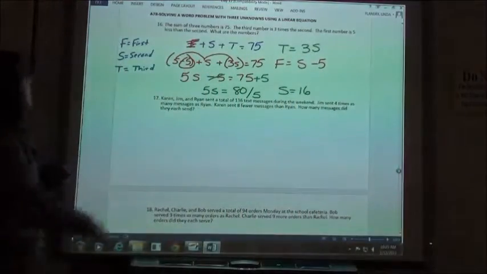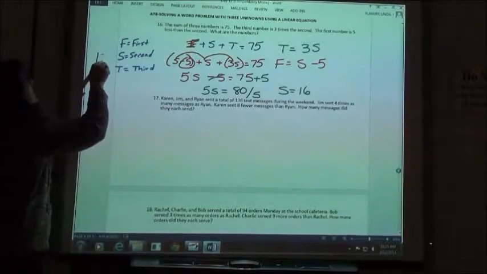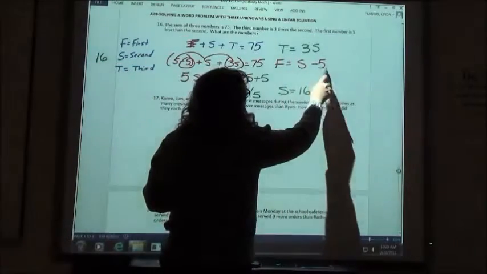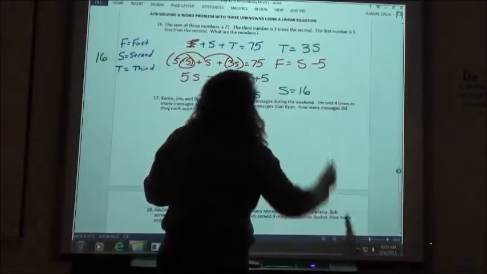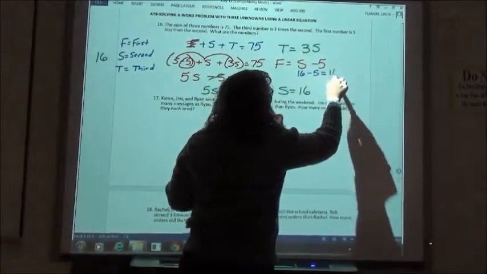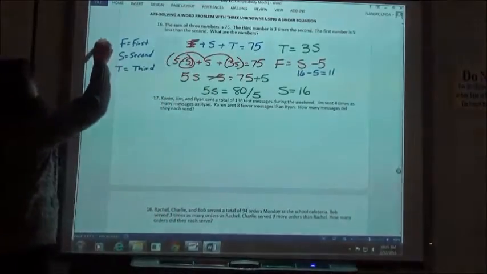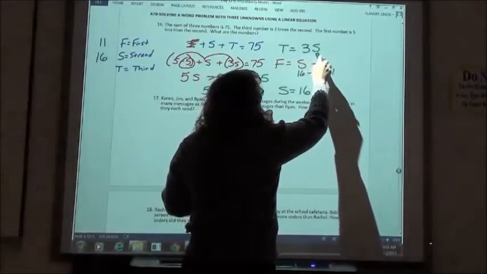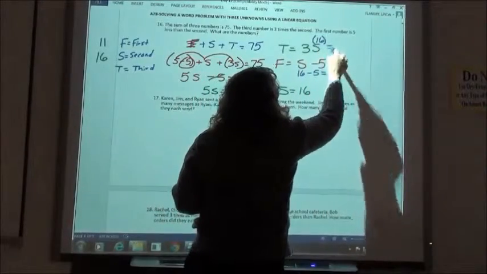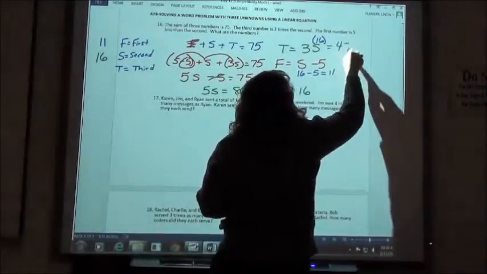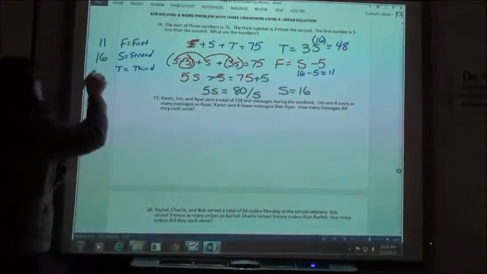So when I put my answer in, I have to make sure I put the 16 in for the second answer. I still need to do the first and the third. Well, the first one said that I have to do the second minus 5. So 16 minus 5 would give me 11. My first one then is going to be 11. My third one said 3 times the second. So I would have to take 3 times 16, which gives me 48.